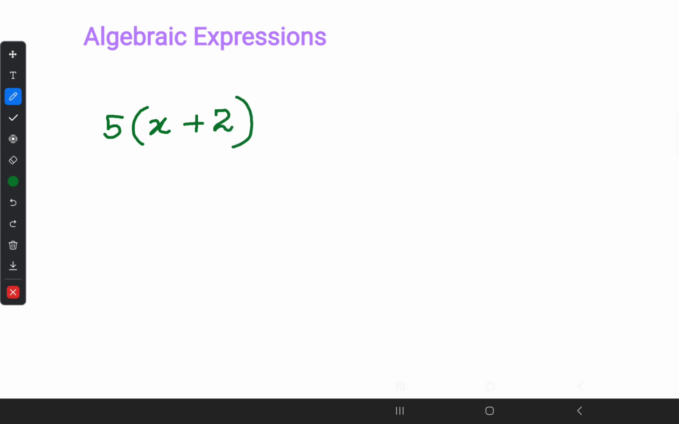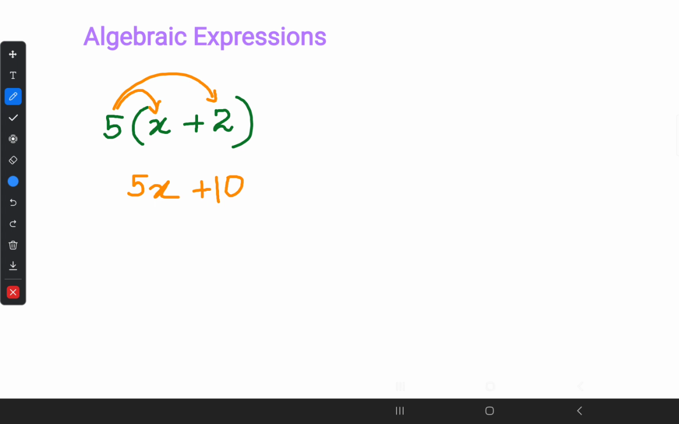When I give you 5 inside the brackets, x plus 2. So what to do? If you see any brackets like this, it is called expansion. You should expand this bracket by the value before, which is 5. So you should multiply 5 with x, 5 multiplied with x, 5x. Then 5 multiplied with this positive 2 will give you positive 10. That's the expansion.